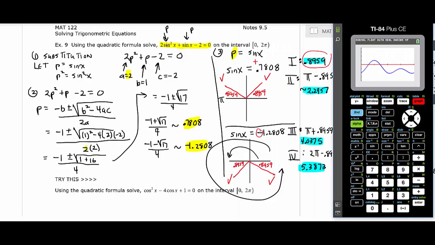Let's go ahead and trace out these first 2 solutions here. Then we need to see if these are possibly extraneous roots, which means they just don't check. So let's trace at 0.8959, and that one seems to work. Let's also trace at 2.2457. And let's see if that works. Okay, that one certainly works. These 2 right here, though, look like they're not going to work. So if we trace at 4.0375, that one's clearly not going to work. That's not equal to 0. And this one, you can tell, is pretty clearly not going to work either.